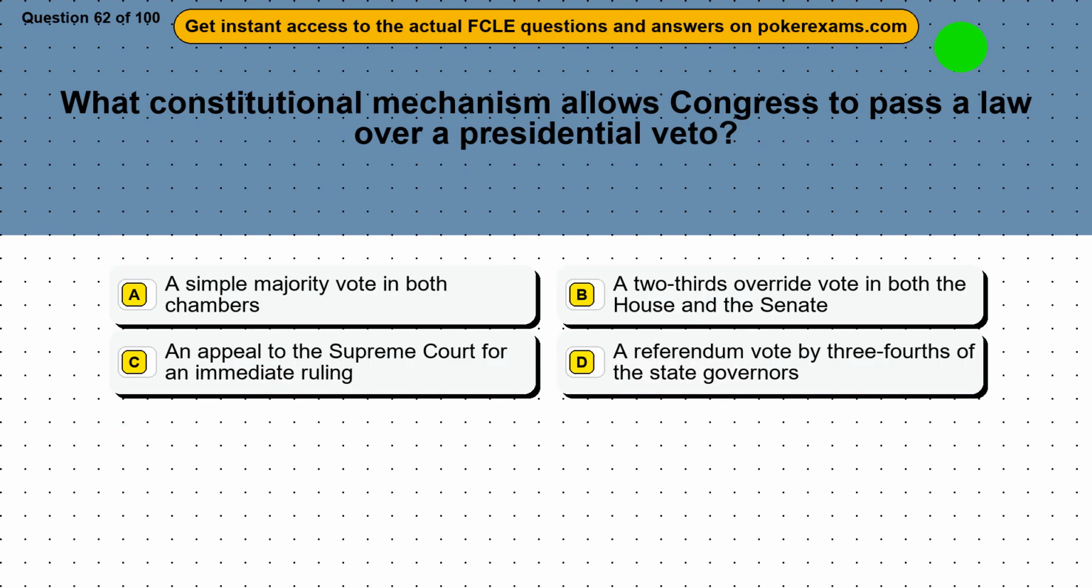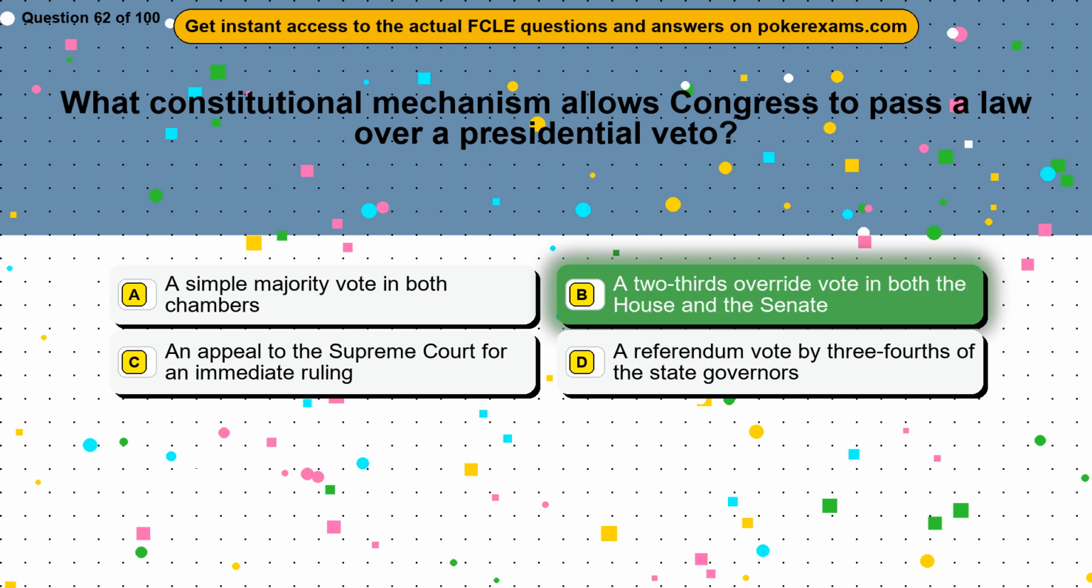Question 62. What constitutional mechanism allows Congress to pass a law over a presidential veto? Option A, a simple majority vote in both chambers. Option B, a two-thirds override vote in both the House and the Senate. Option C, an appeal to the Supreme Court for an immediate ruling. Option D, a referendum vote by 3/4 of the state governors.